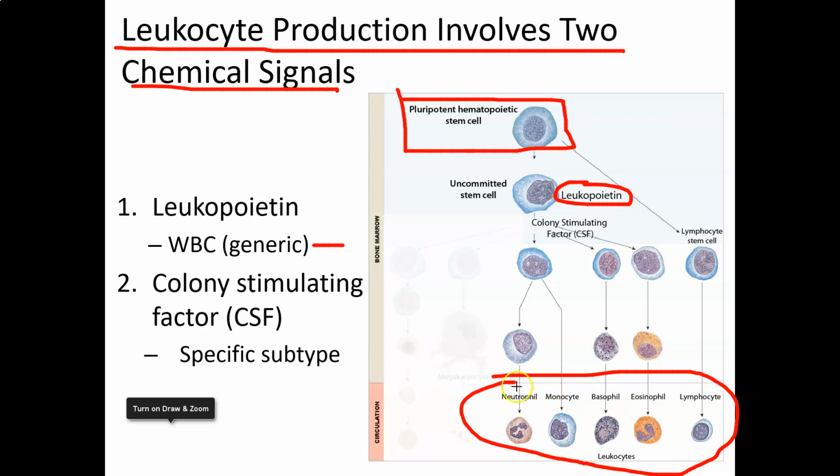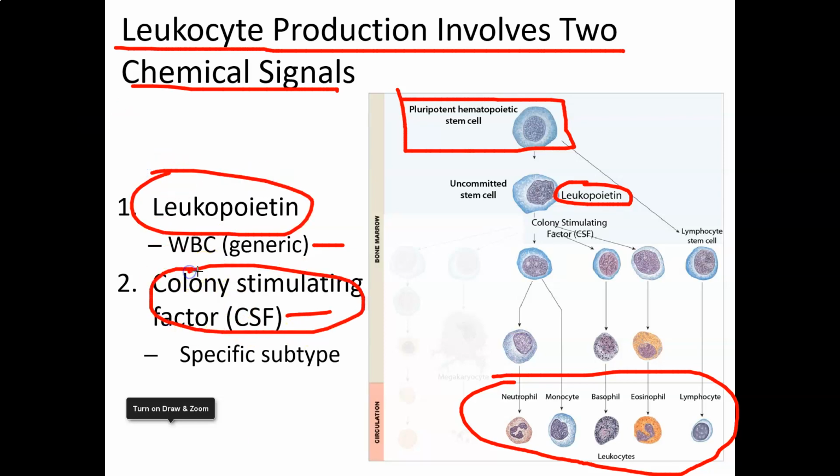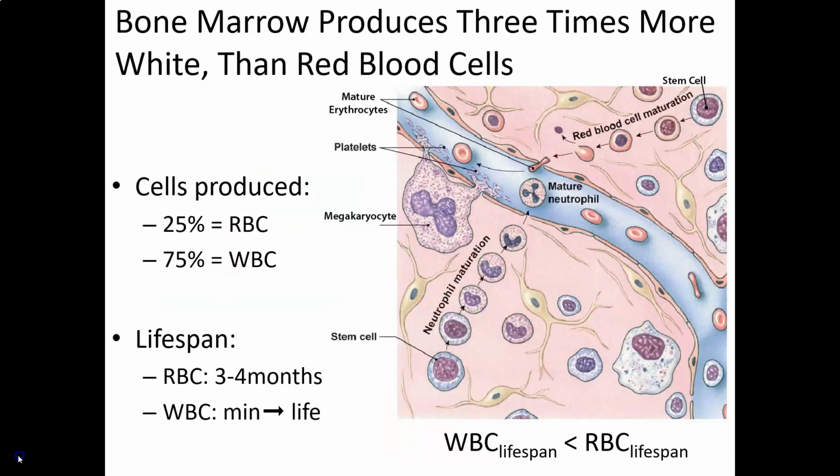And so in order to signal, hey, now become one of these specific subtypes, we need what's called the colony stimulating factor. Colony refers to the different subtypes, stimulating obviously would be to make them, and factor is the chemical. So there's a two chemical signal setup for white cells. You need the leukopoietin that generally says, hey, make a white cell, and then you need the colony stimulating factor that says what specific type of white cell to make.